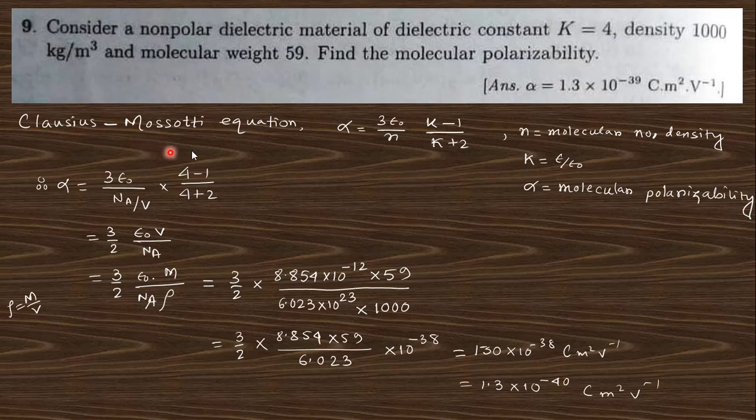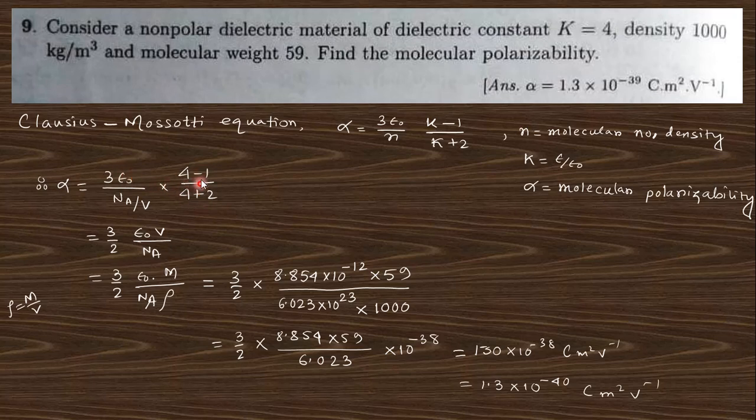You know the Clausius-Mossotti equation from this book. It is alpha equal to 3 epsilon naught by n times (k minus 1) by (k plus 2), where n is the molecular number density, k is epsilon by epsilon naught, and alpha is the molecular polarizability. If you put the values, k is 4, so 4 minus 1 and 4 plus 2 give you 3 by 6.